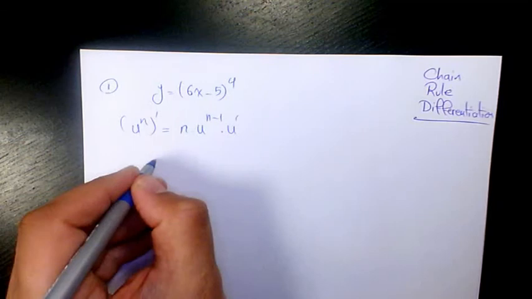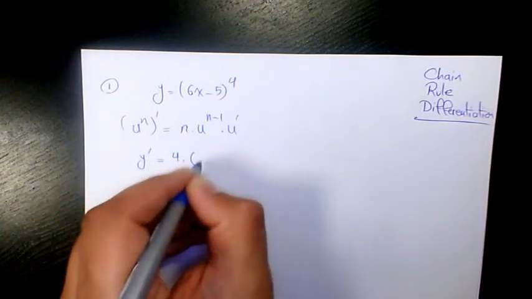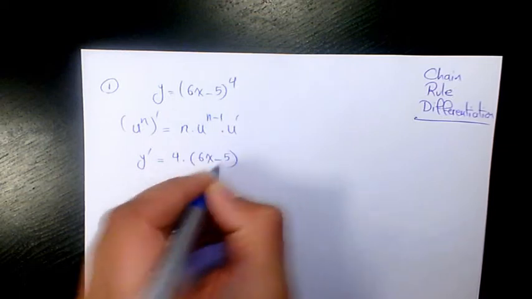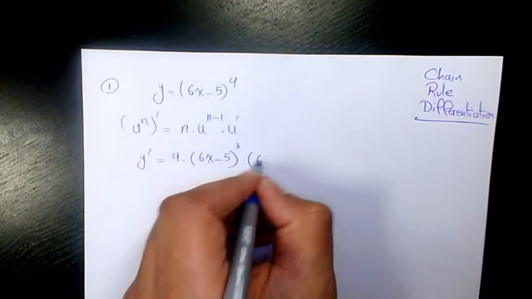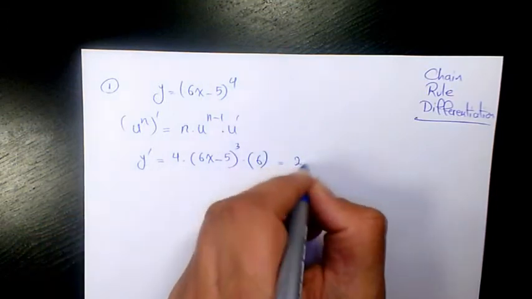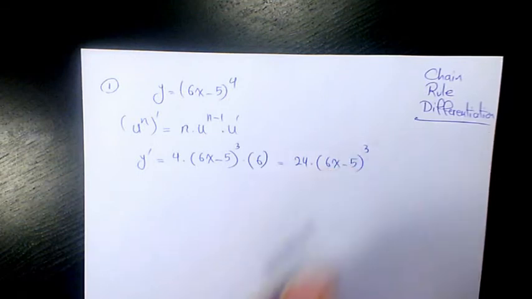So in this case, y prime is going to be 4 times 6x minus 5 to the power of 3 times the derivative of 6x minus 5, which is 6. So it's going to be 24 times 6x minus 5 to the power of 3.